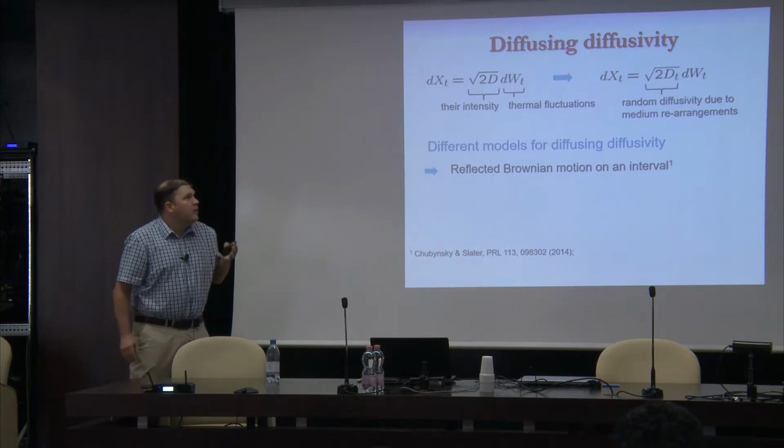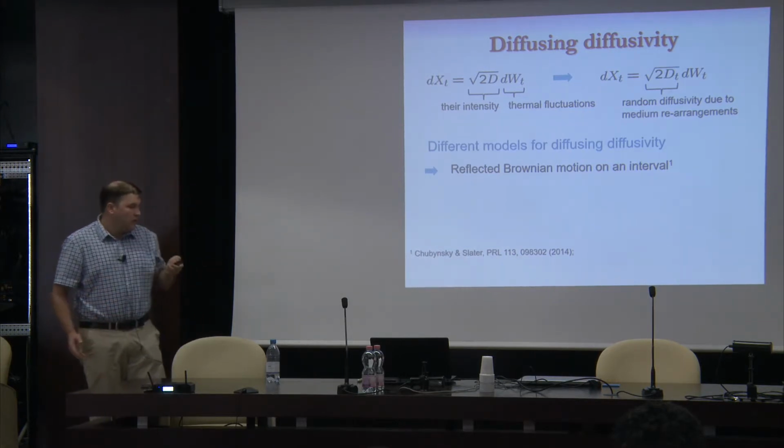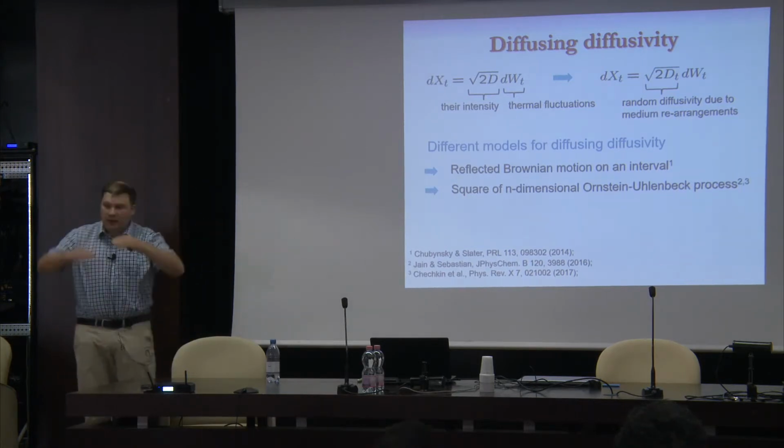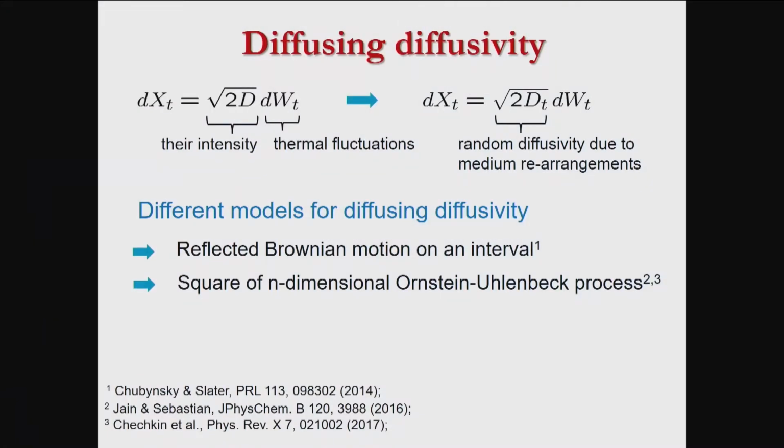I would say that a somewhat more physically justified choice was made in later works, when the diffusivity was modeled as a kind of Ornstein-Uhlenbeck process. So we have some mean value around which the diffusivity fluctuates. But again, to ensure that it's non-negative, you take the square of this process. And if you want to introduce some extra parameter freedom to your model, in fact, you consider the collection of n independent Ornstein-Uhlenbeck processes, or an n-dimensional Ornstein-Uhlenbeck process. So it's a way to model that.